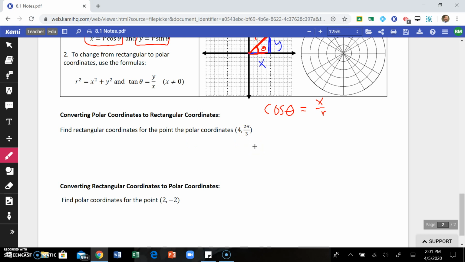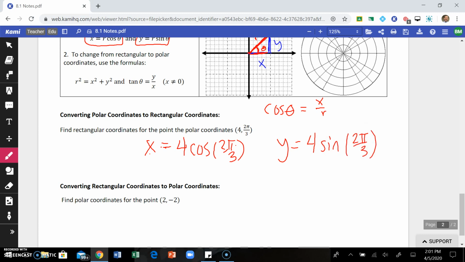Okay, so the easy conversion, I think, for most people is to go from polar to rectangular. So if I have a polar coordinate, 4 comma 2 pi over 3, and I want to find the rectangular coordinates, I know that my x is simply going to be 4 times the cosine of 2 pi over 3, and my y-coordinate is going to be 4 times the sine of 2 pi over 3.